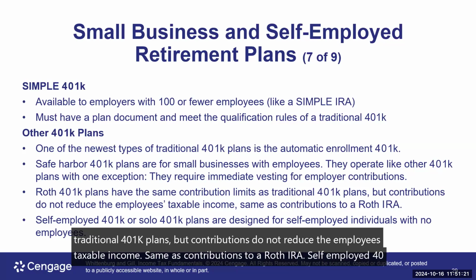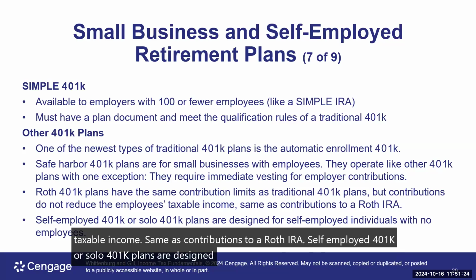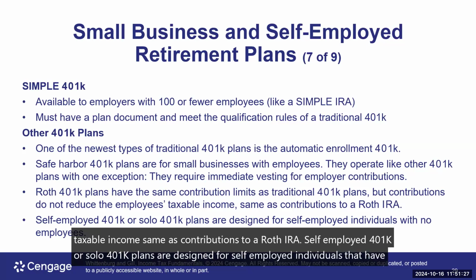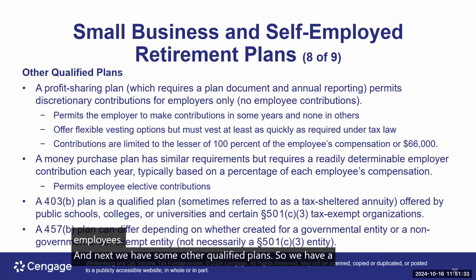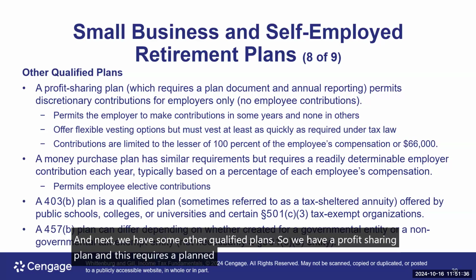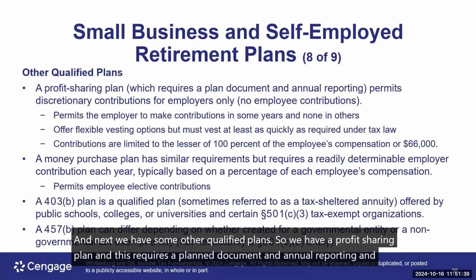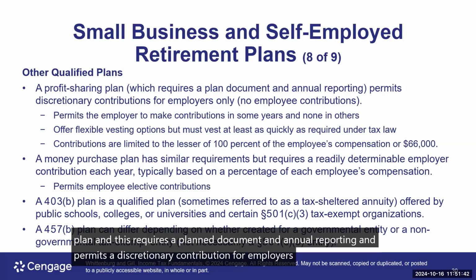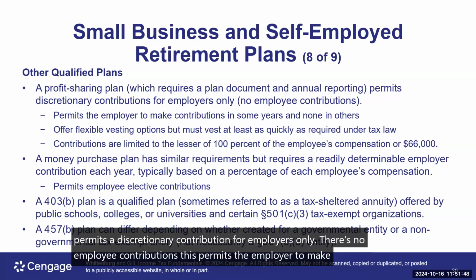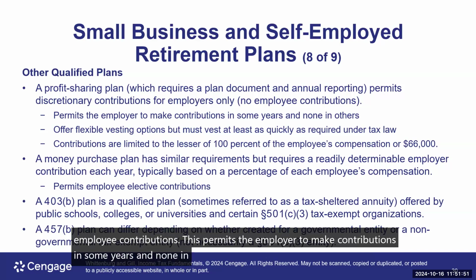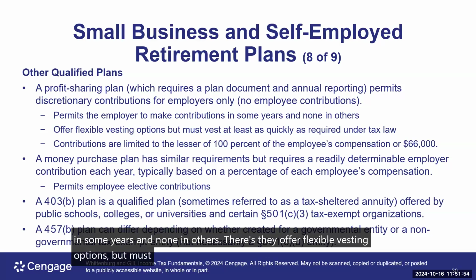Self-employed 401(k) or solo 401(k) plans are designed for self-employed individuals that have no employees. And next, we have some other qualified plans. So we have a profit sharing plan. This requires a plan document and annual reporting and permits a discretionary contribution for employers only. There are no employee contributions. This permits the employer to make contributions in some years and none in others. They offer flexible vesting options, but must vest at least as quickly as required under tax law. And contributions are limited to the lesser of 100% of the employee's compensation, or $66,000.